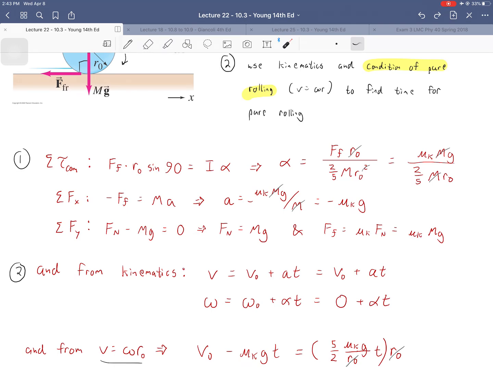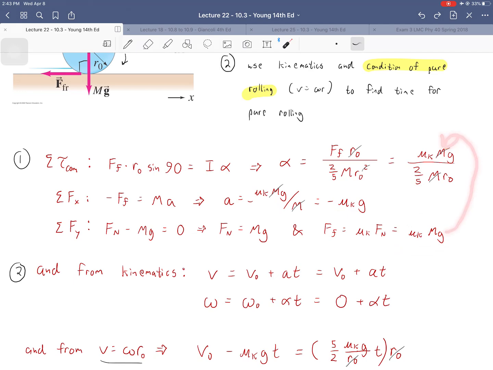This simplifies a bit because we're able to cancel out one of the r naughts, and then we can rewrite the friction force as simply mu k mg. How do I know that? Well, I'm going to get that right from here. So from the sum of forces in the y direction, because it's not even a slope, is very easy. It tells us that the normal force is just equal to mg, in other words, the weight.